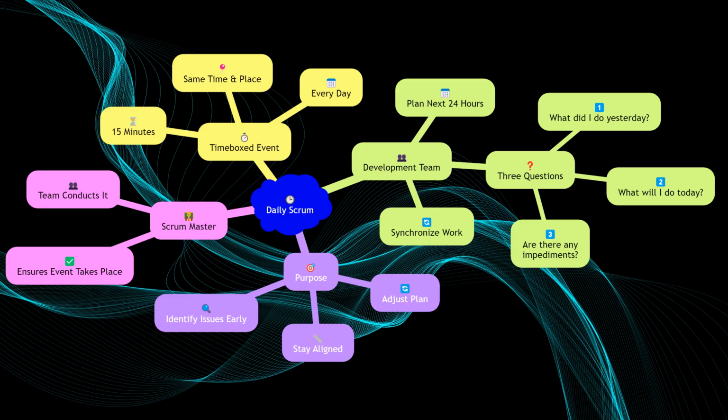The Daily Scrum is a short, time-boxed event that takes place every day of the sprint. It is usually limited to 15 minutes and is held at the same time and place each day to reduce complexity.